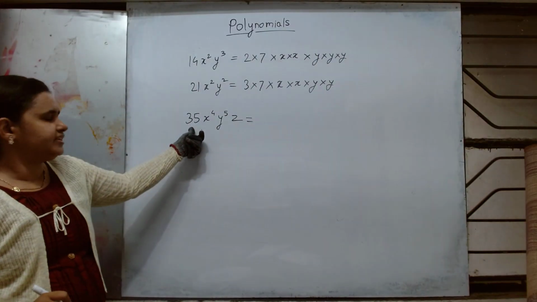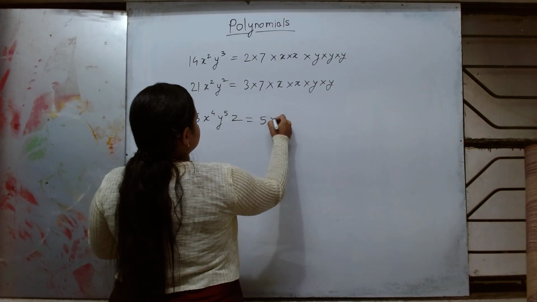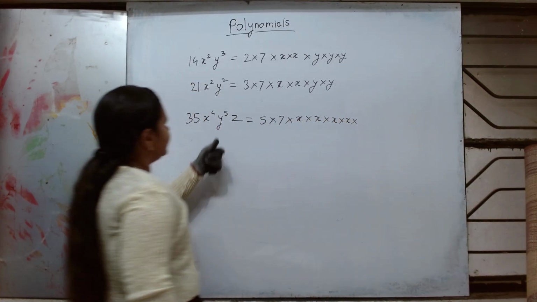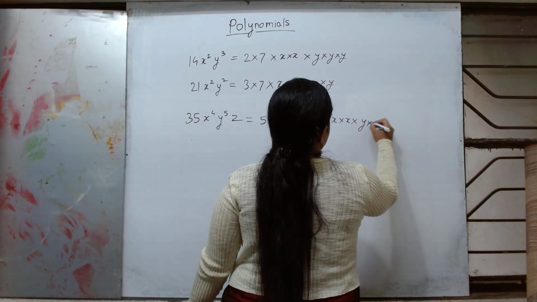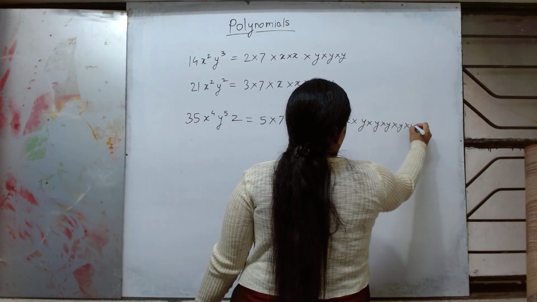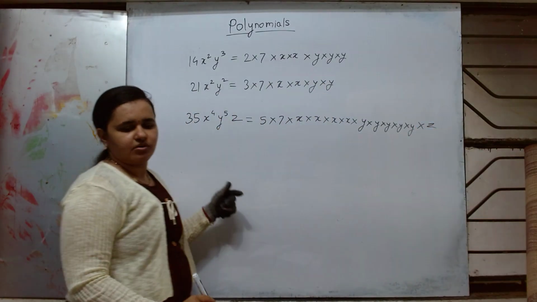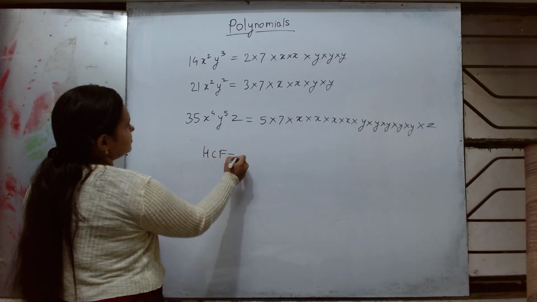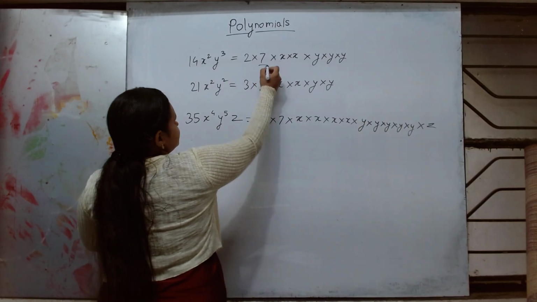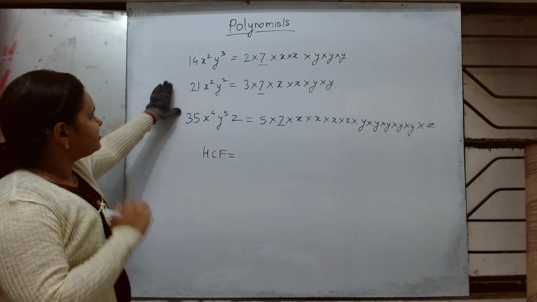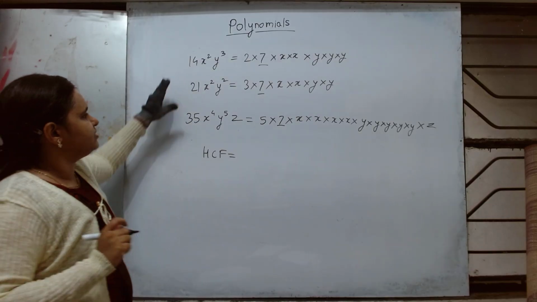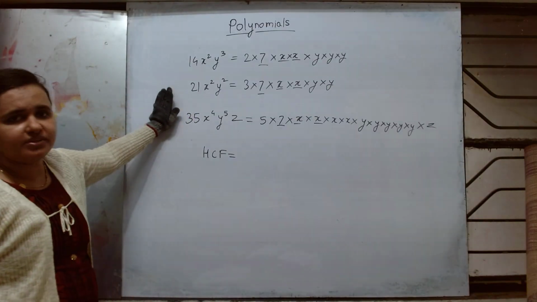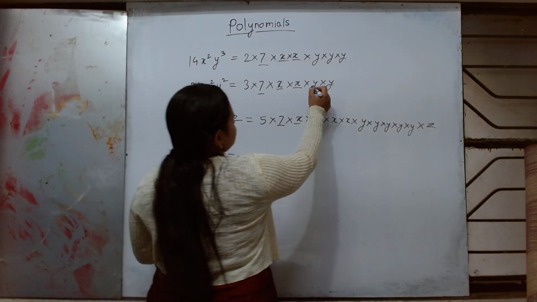Again for 35, 5 sevens are 35, and x is 4 times, and y is 5 times, multiplied by z. Now the HCF of these three polynomials: what is common in these three? 7 is common, and two x's are common. And how many y's are common? Only 2 y's are common from these three polynomials.